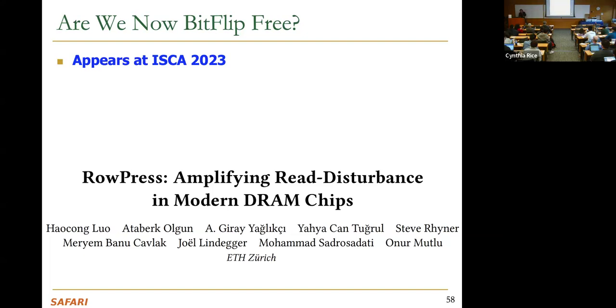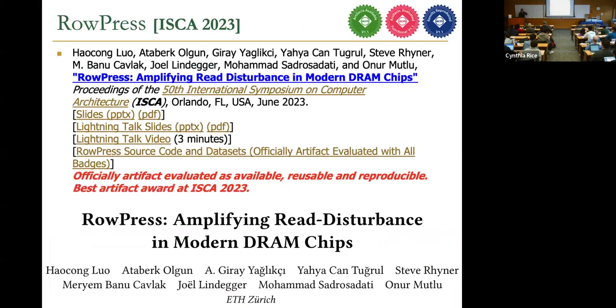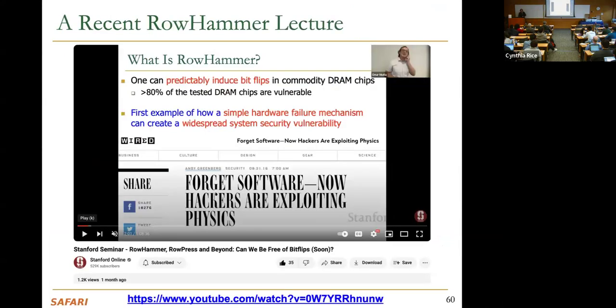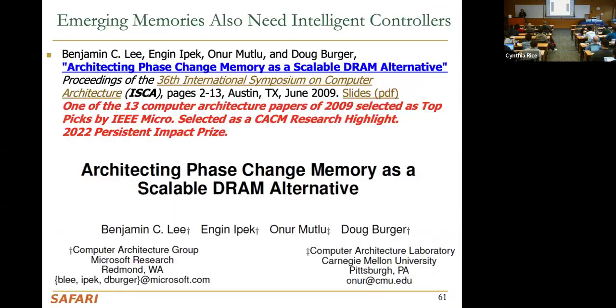And this is a paper that we presented at ISCA that basically shows that there are other redisturbance effects in DRAM. Again, if you want to know about it, come tomorrow or watch this lecture that I gave at Stanford recently. So you can say that, OK, these are old memories, right? DRAM, maybe SSDs. What about newer memories like phase change memory, RRAM, et cetera?